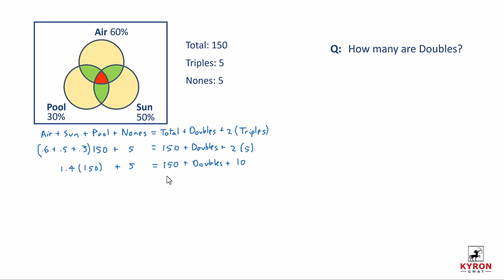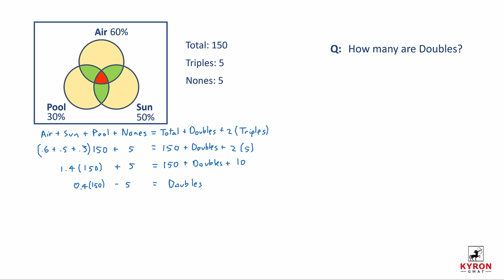And now notice that we have 150 on both sides of the equation. So subtracting this 150 from the 1.4 times 150, we get 0.4 times 150. And then we have a 5 here and a 10 there. So subtracting the 10 from the 5, we get minus 5 here. All of that equals the doubles.